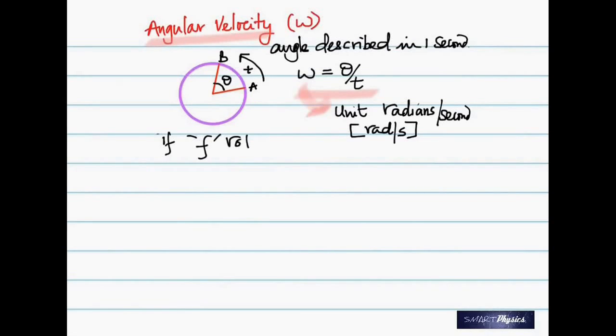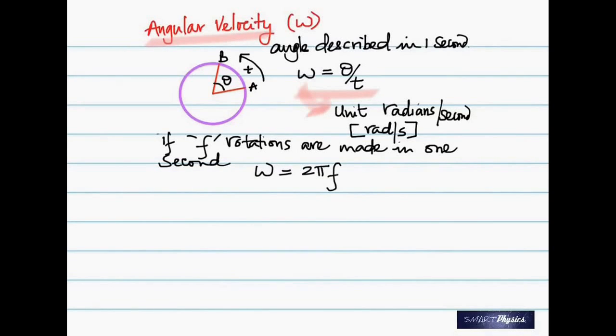Okay, so we get a new formula there. If f is the frequency, f rotations are made in 1 second, omega is 2 pi times f. f is called the frequency. So that is another way of finding omega.